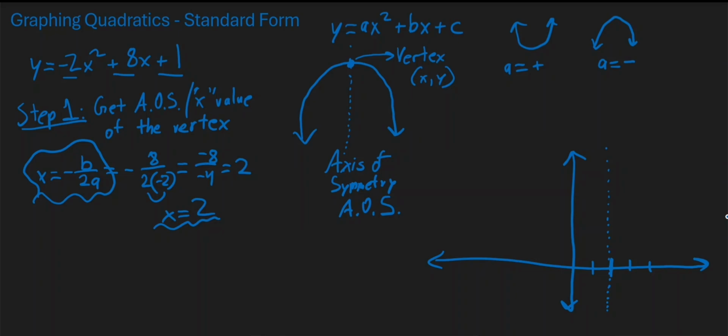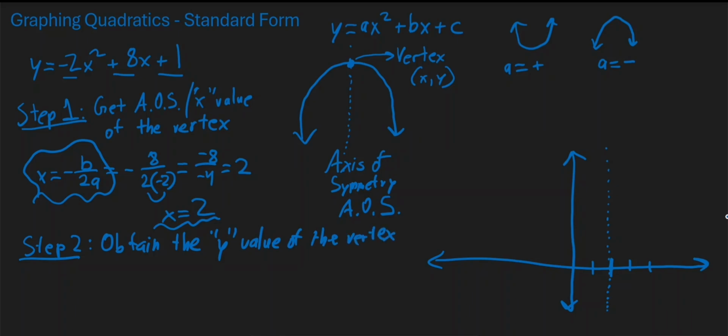And from there, the next question would be: where on the axis of symmetry would the vertex be? That leads us to step number 2, which is to obtain the y value of the vertex.